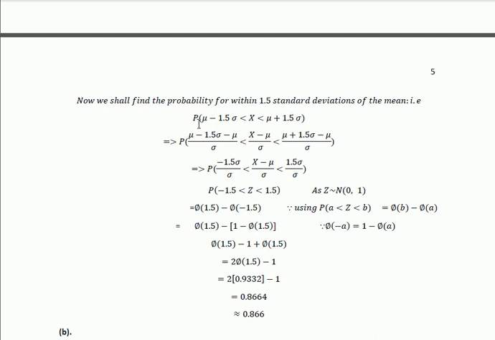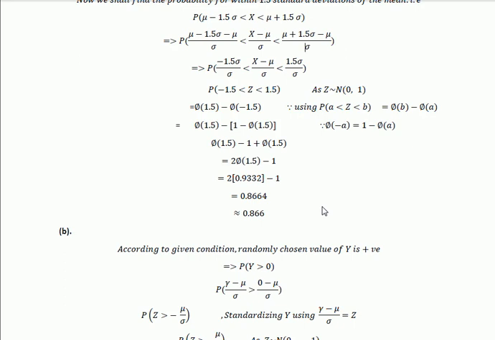This means P of mu minus 1.5 sigma less than x less than mu plus 1.5 sigma. By standardizing the inequality and after simplification, we get P of minus 1.5 less than z less than 1.5. By using the formula of the probability distribution, we have phi of 1.5 minus phi of minus 1.5. After simplification, we get 0.866.